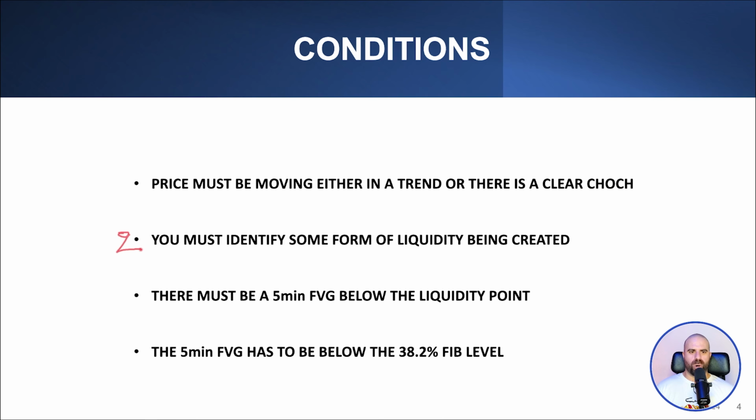Number two of our bullet points, our conditions, you must identify some form of liquidity being created. Very important. Number three, there must be a 5-minute FVG below the liquidity point. And number four, the 5-minute FVG has to be below the 38.2% Fibonacci level, and of course later on I'm gonna show you a slide where you can copy my Fibonacci settings.